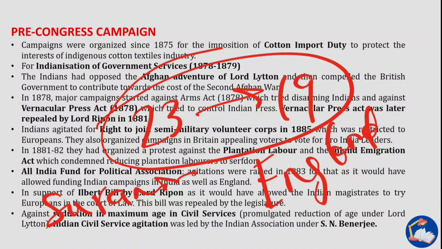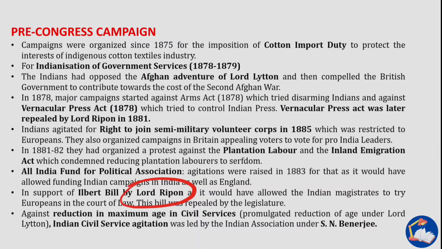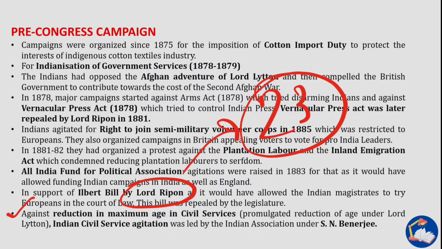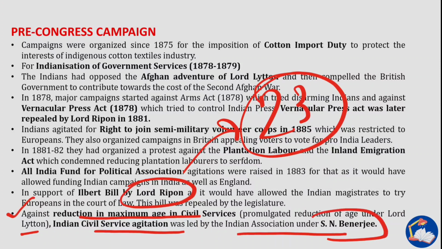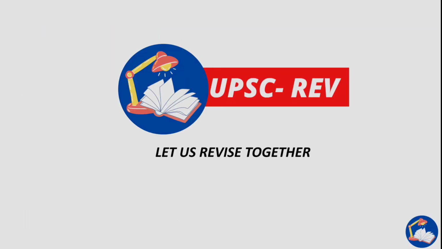Once Lord Ripon came, he again increased the age to 23, opened it to Indians, and made it possible for them to write the exams in India also. So this is the point against the reduction in maximum age in civil services, promulgated under Lord Lytton. The Indian civil service agitation was led by the Indian Association under Surendranath Banerjee. So that's it, guys, for pre-congress movements in different parts of the country.